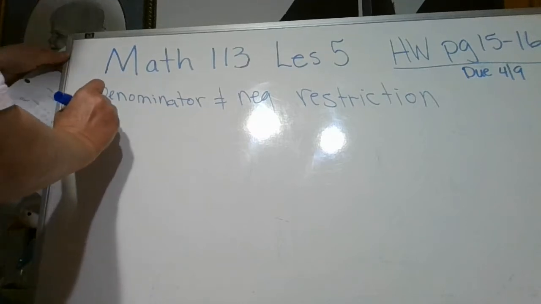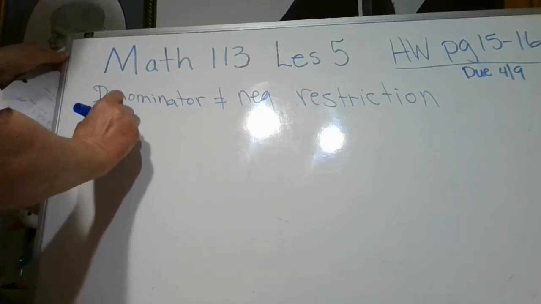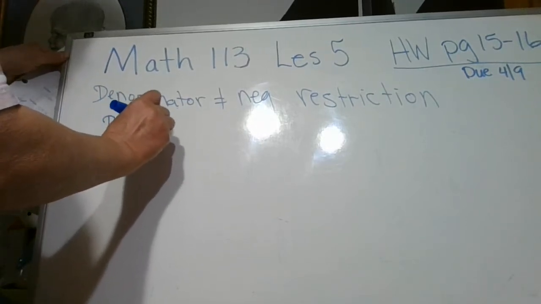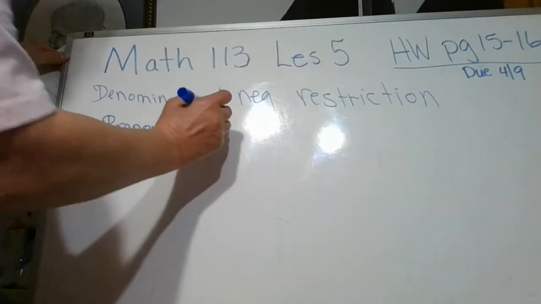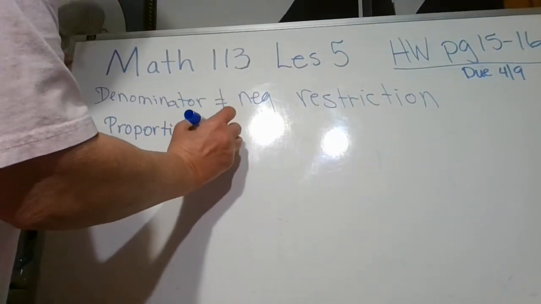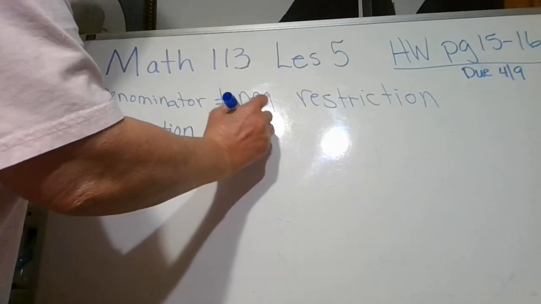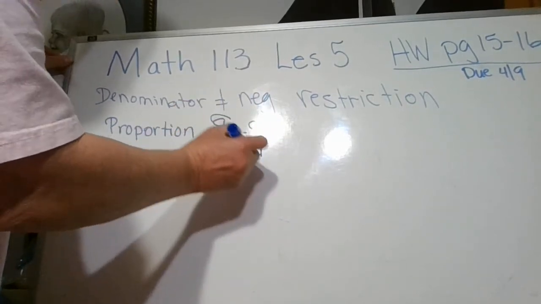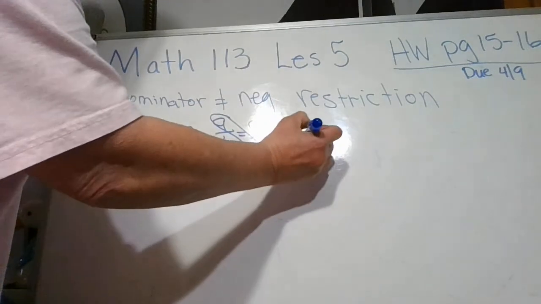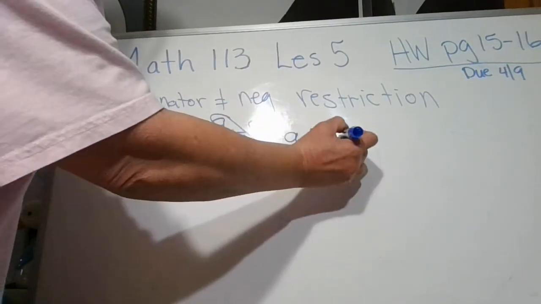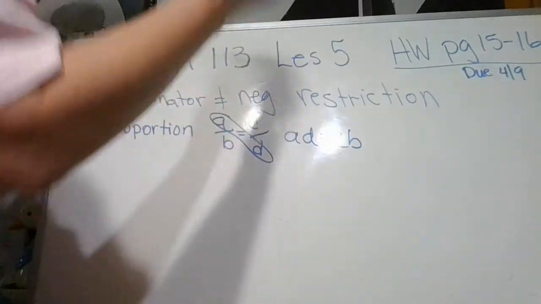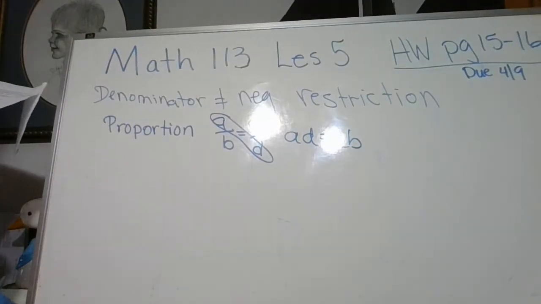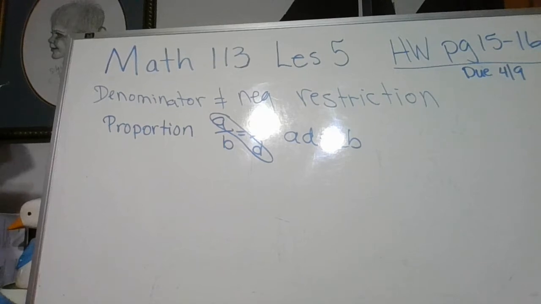And remember proportions. We're going to use proportions. So this is the easiest way to solve a lot of problems. If you can get two fractions equal to each other, you can cross multiply. AD is equal to CB, and then just solve. So let's look on page 14.